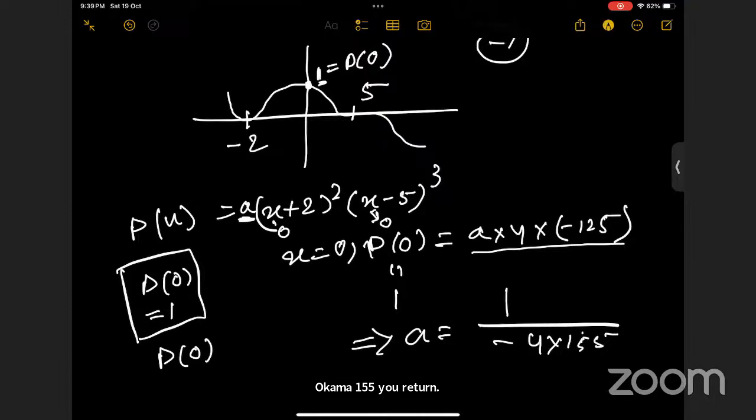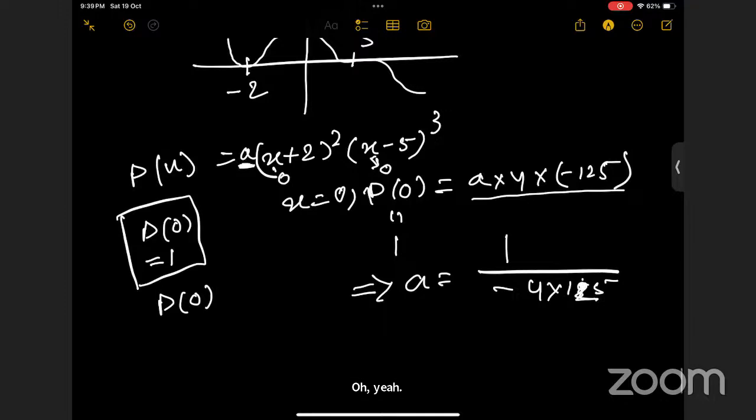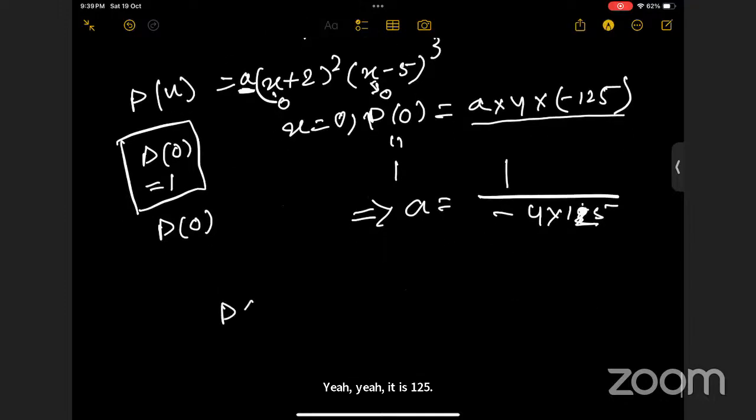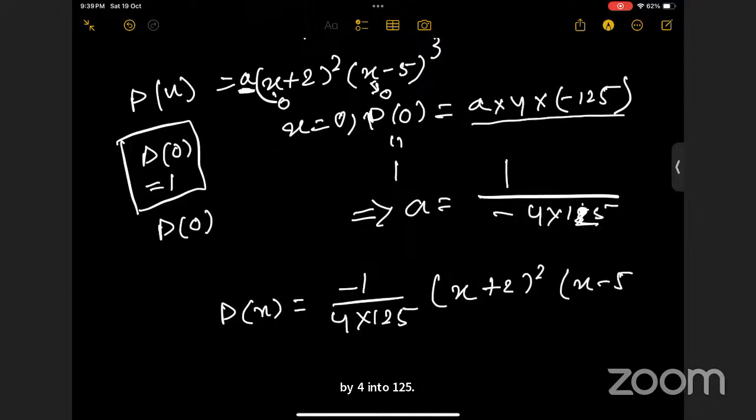125, no? 125 it should be. Yeah, it is. Therefore, 125. A equals minus 1 by 500. So the polynomial then will be y equals minus 1 by 4 into 125 into (x plus 2) square into (x minus 5) cube, right? Yes, correct.